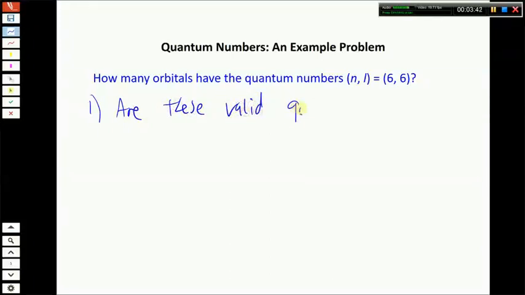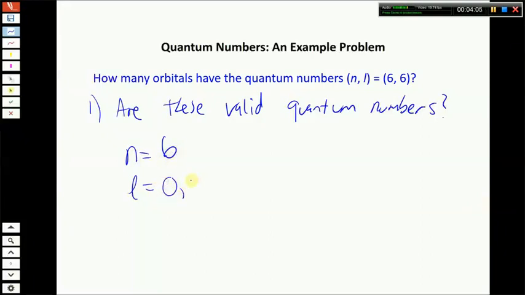are these valid quantum numbers? Because if they're not valid quantum numbers, the answer is 0 and you're done. If the first two quantum numbers don't follow the rules for quantum numbers that we learned, then you can't have any orbitals that would have those. So if n equals 6, what are the possible values of L? Remember, L starts with 0 and goes up to n minus 1. So L can be 0, 1, 2, 3, 4, 5. Remember, it can be any of these L values. It's not just the maximum or the minimum. It's any of those numbers in between. But here we have L equals 6.